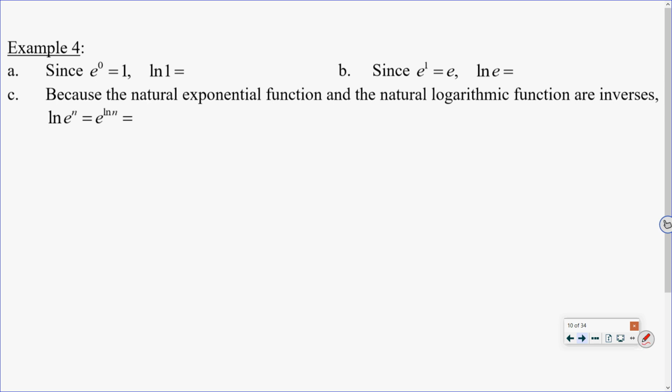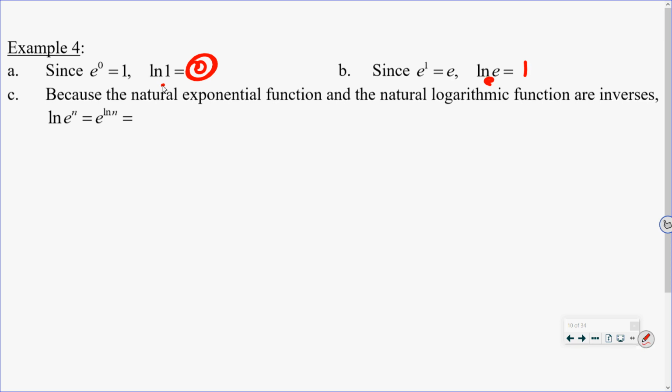Let's see. This says, since e to the 0 equals 1, what does the ln of 1 equal? Just think about this for a second. This is log base e of 1. So remember, it's e to this power over here equals 1. Well, e to what power equals 1? It's e to the 0. So the ln of 1 is equal to 0. Over here it says e to the first equals e. If I rewrite that, this is base e. e to what power equals e? That means e to the first power. So the ln of e is equal to 1.